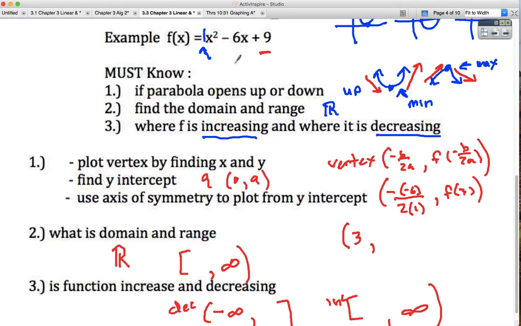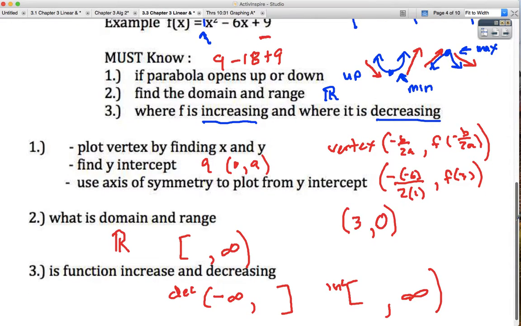6 times 3 is going to be negative 18 plus 9. And then 3 times 3 over here will be 9. So if you look, we have 9 minus 18 is negative 9, plus 9 is 0. Okay? So 3, 0 will be our vertex. I should be able to plot this now, draw a graph, but I can answer my questions at least.